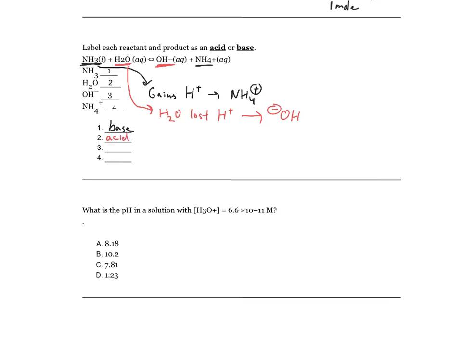And then OH minus is the conjugate base, but the question is just to be more specific, so just a base. Then NH4 plus is the conjugate acid. The question's asking for just the acid term. If you were to run the reaction backward, NH4 would become NH3. It would lose a proton and be an acid.